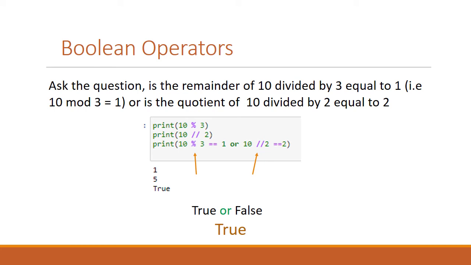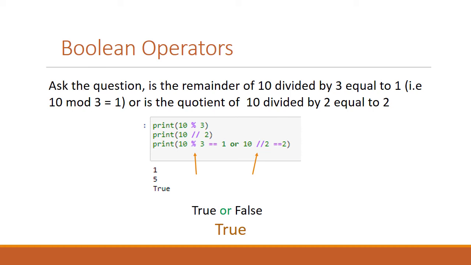In this example, we're combining modulo arithmetic with our relational operators and Boolean operators. So we're going to ask the question, is the remainder of 10 divided by 3 equal to 1? Or is the quotient of 10 divided by 2 equal to 2? So we have the expression 10 mod 3 equals 1, or 10 div 2 equals 2.